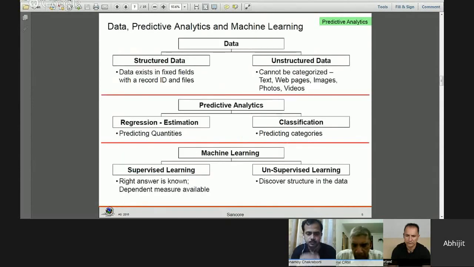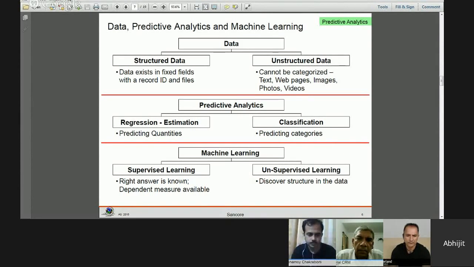This is another slide which we've seen before. You have data which is structured and unstructured, another flavor of saying the same thing as we talked about in terms of the volume, veracity, and variety of data. Then we have predictive analytics, which very broadly has two categories: either you estimate certain quantities, or you classify a specific unit of analysis into various categories. And then you have machine learning. Machine learning and predictive analytics go hand in hand. They are two sides of the same coin.